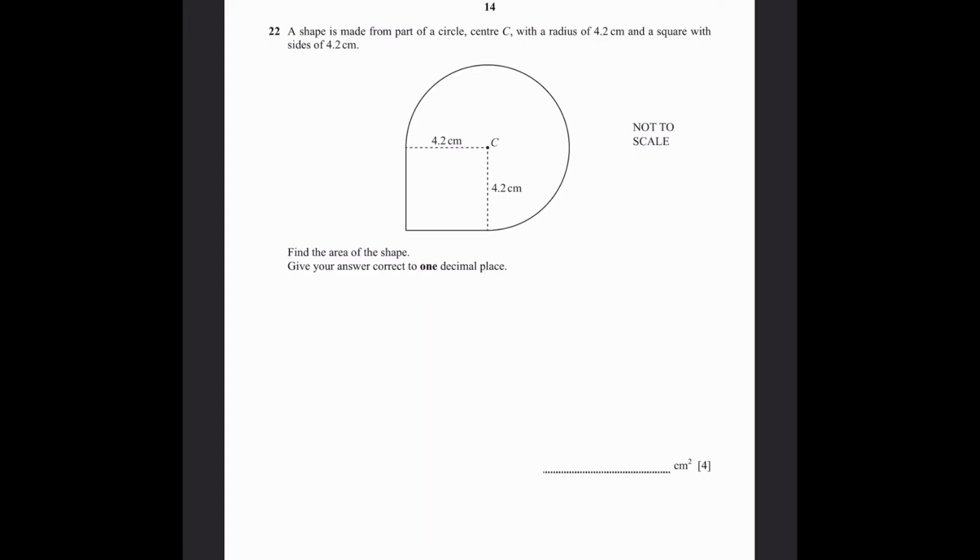Question 22. A shape is made from part of a circle center C with radius 4.2 centimeters and a square with sides of 4.2 centimeters. Find the area of the shape. Give your answer correct to one decimal place. So the area of 3/4 of a circle, which is just this over here. So the area is 3/4 pi r squared, right? Because pi r squared is the total area of the circle. 3/4 we just do it because it's 3/4 circle. In this case, 3/4 of pi into 4.2 squared.